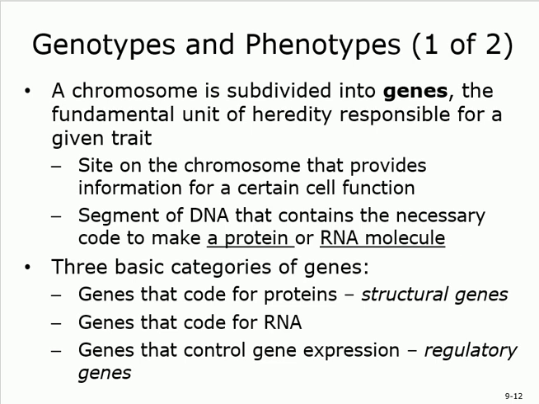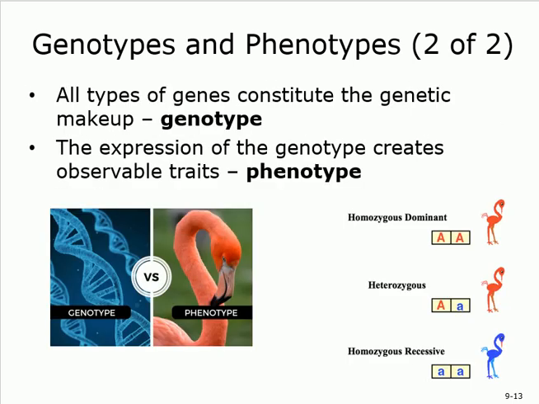So we have 3 types of genes. Even though we're going to focus more on the ones that make the protein, which are called the structural genes, know that there are another 2 types of genes. And what's a gene? It's a segment inside the DNA. Okay? So here again, it's genotype versus phenotype. Genotype is the genetic makeup. Phenotype is a translation of that in the form of a trait.